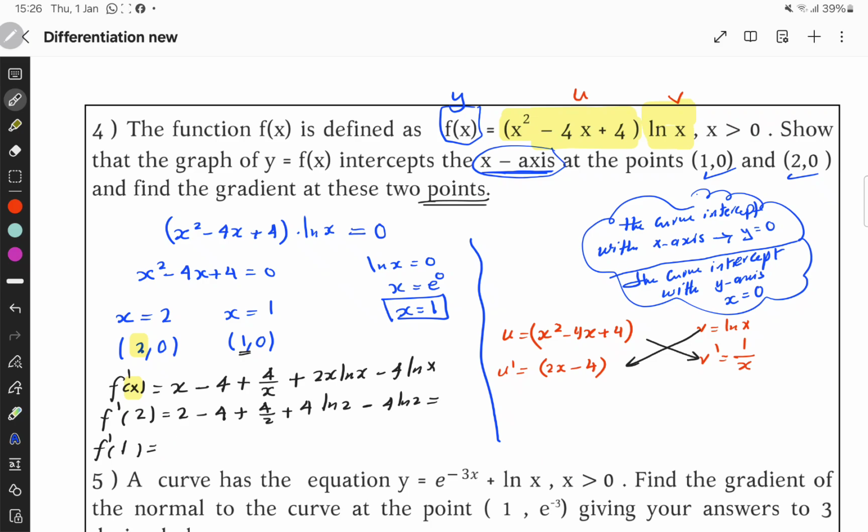Also in the second one, we exchange every x here by 1. So it will be 1 minus 4 plus 4 over 1, it will be 4, plus 2 times 1, 2 ln 1, minus 4 times ln 1. So use a calculator to find the answer. So as you know, ln 1 equals 0. It will be equal to positive 1 here. The first one, it will be 0. So I got the full answer.